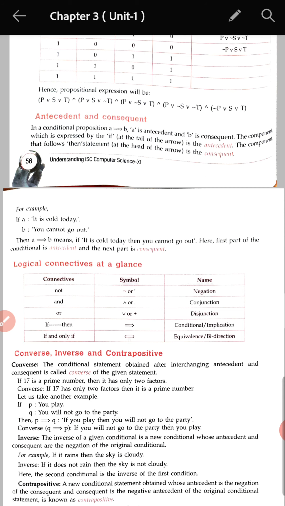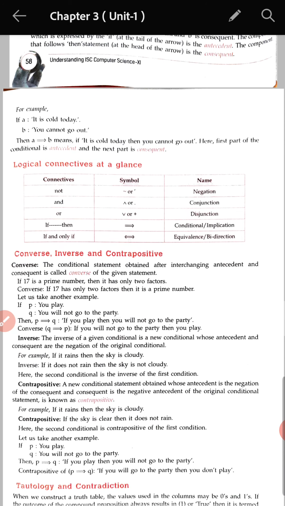Then we have one table which shows us the connectives, the symbols, and the connective names. You already know all these things. That's why I'm moving further.